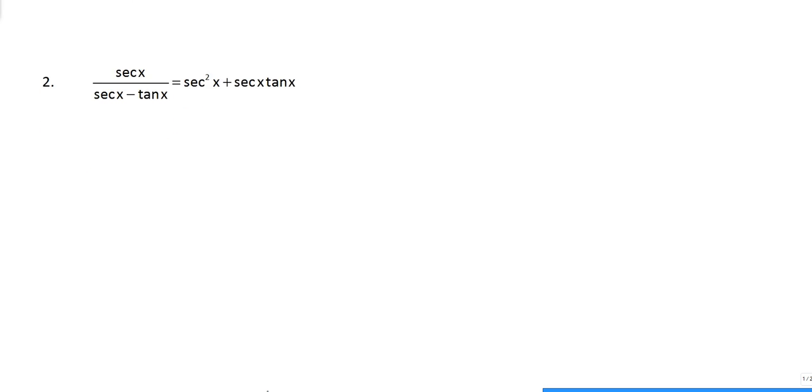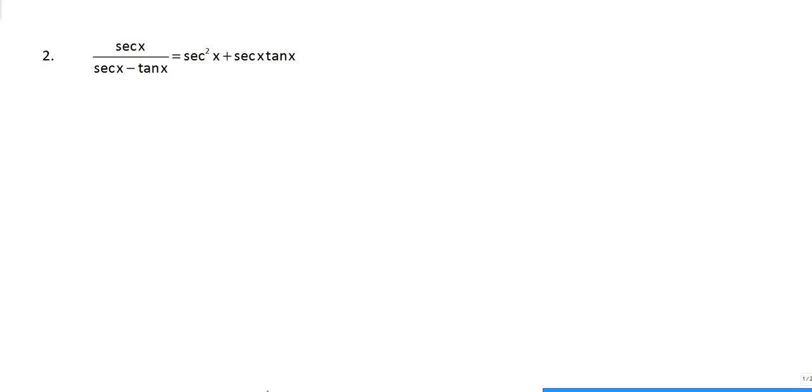Number 2. This is one where you've got a whole big mess of stuff going on. So really for this one, you can work with either side again. You could try to get fancy and factor out a secant on the left side, but then, like I said, you're going to need to get fancy. This is an example where I would multiply the left side by the conjugate, a clever form of 1. Now, that means we're going to multiply the top and bottom by secant x plus tangent x.